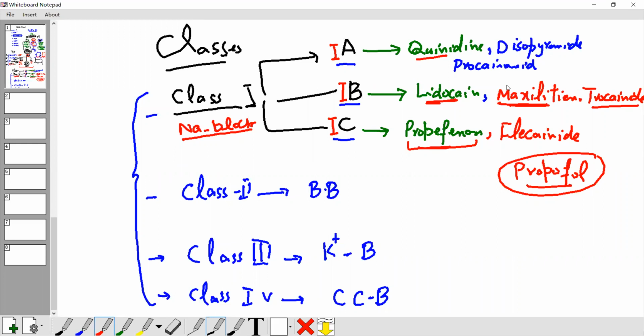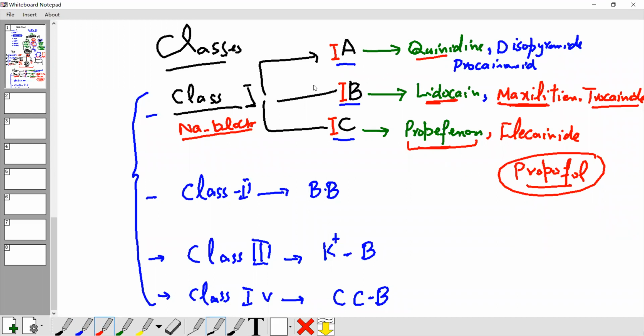1A quinidine, 1B lidocaine, 1C propafenone. Disopyramide, procainamide, mexiletine, flecainide. Okay. The class 1A, 1B, 1C.